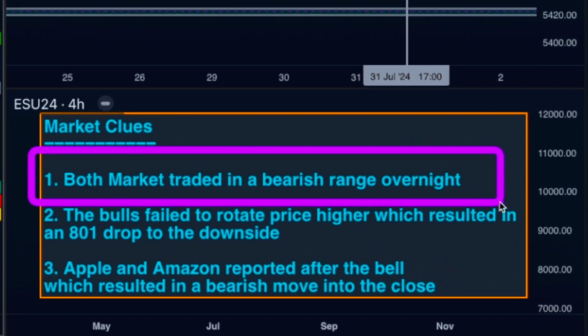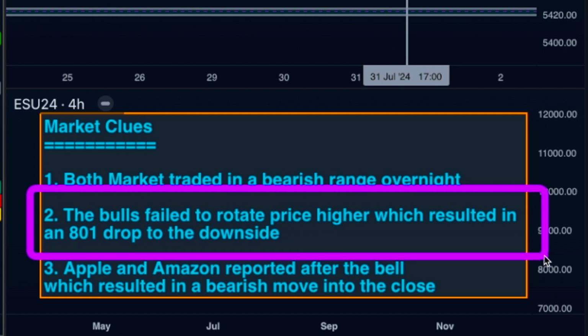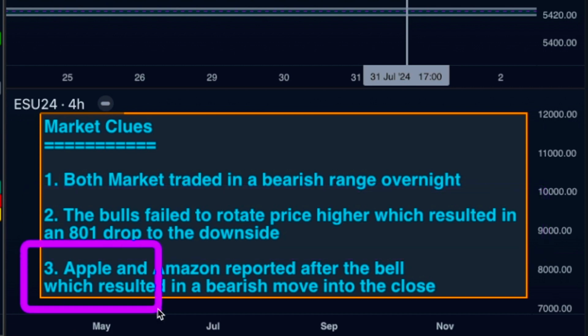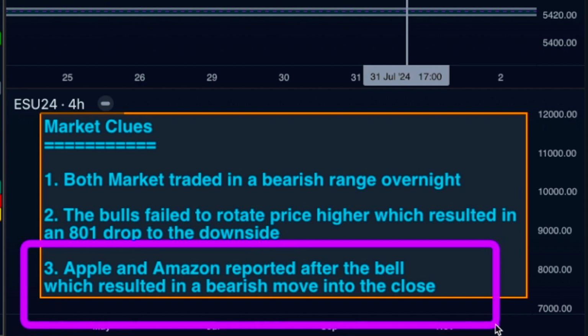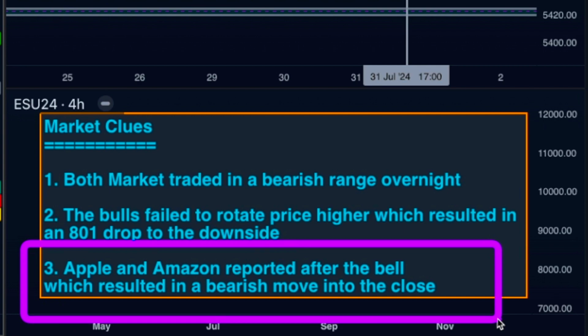And in summary, both markets did trade in a bearish range overnight. The bulls did fail to rotate price higher, which resulted in an 801 point drop on the Nasdaq and a 156 point drop on the ES. And finally, Apple and Amazon did report after the bell, which resulted in a bearish move into the close. The reason why Apple and Amazon are so important is because these are the biggest retailers that consumers consume from. It allows us to understand the state the consumer is in. So if Apple and Amazon are having a bad report, then we know that the economy is really in trouble.